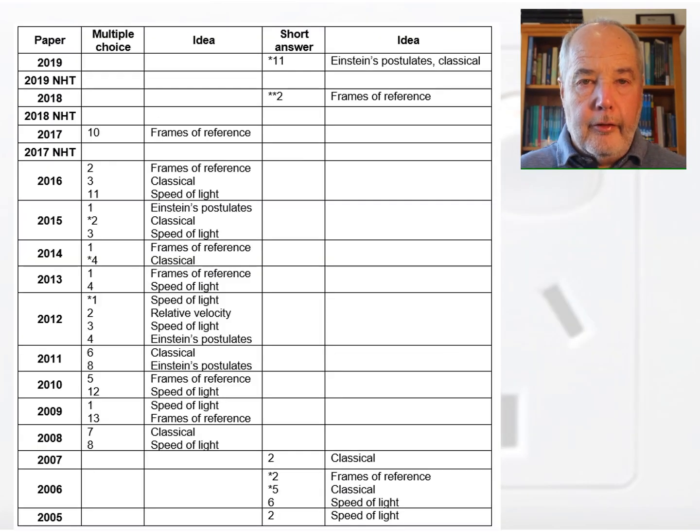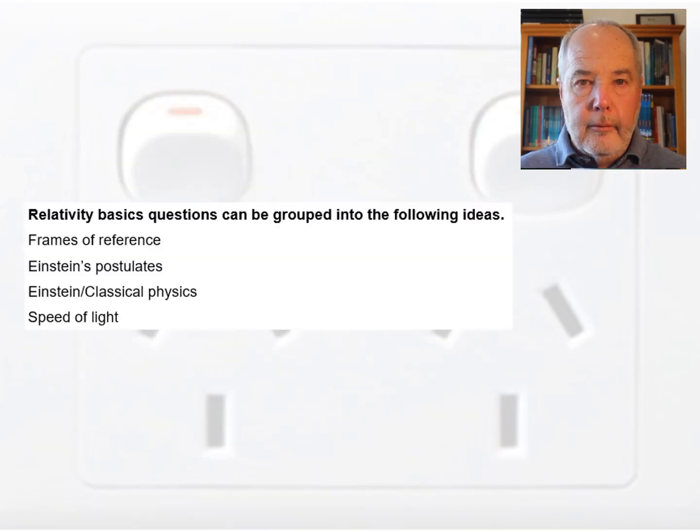I have divided the questions from the papers from 2005 onwards into subsections to help you find the things that you know and the things that you don't know yet. For the first section, I have divided it into 4 subcategories. The first one is frames of reference, then Einstein's two postulates, then the differences between an Einsteinian prediction and classical physics predictions, and then questions based around the speed of light being constant.